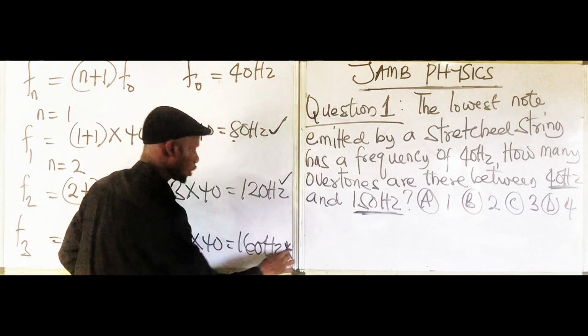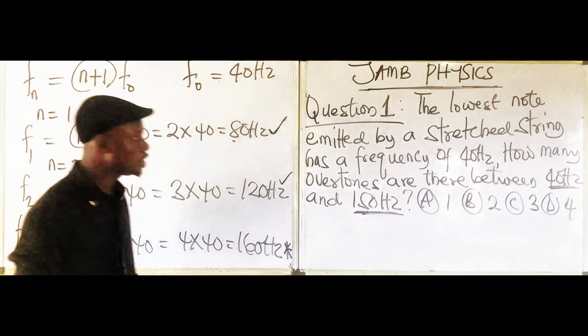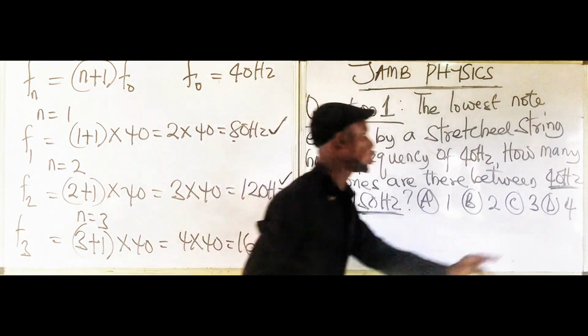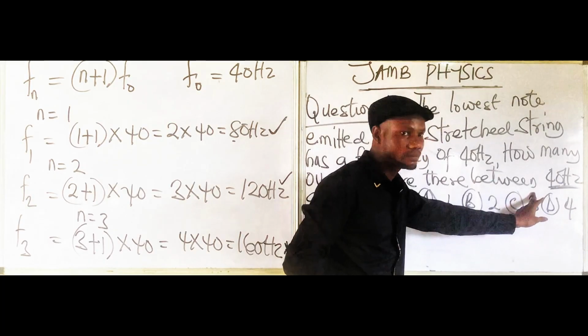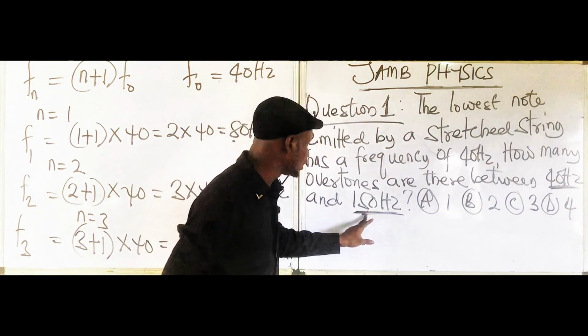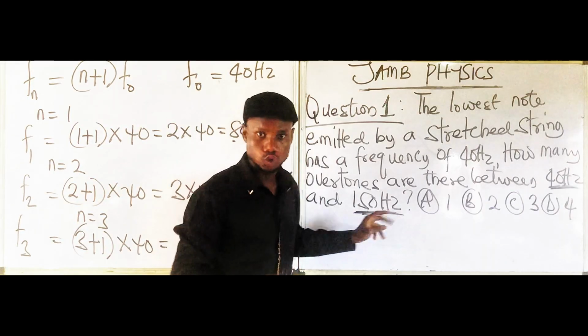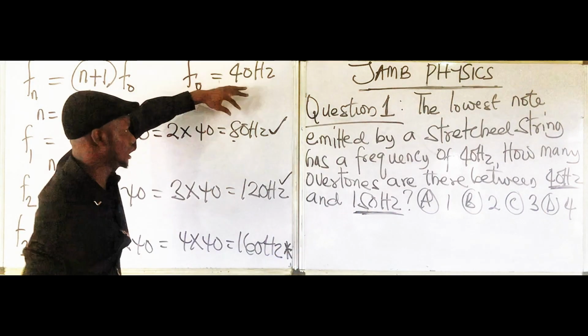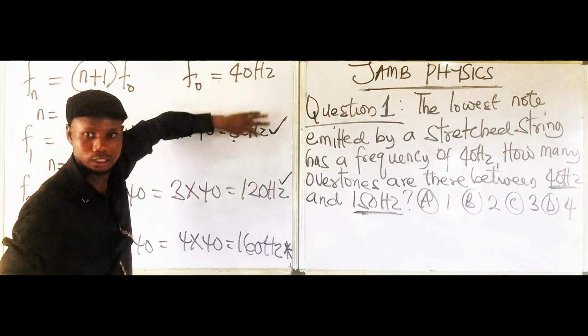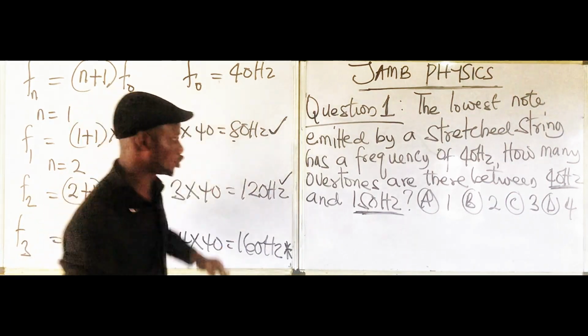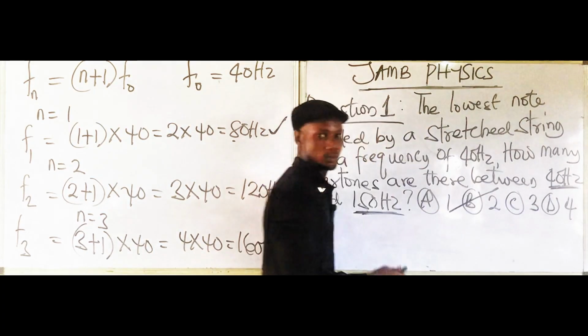Please take note. So how many overtones here are between 40 Hz and 150 Hz? That means it's not below 40 Hz, but it's not above 150 Hz. Please take note. So what are the frequencies here? 80 Hz and what, class? 120 Hz. So how many overtones, class? 2 overtones. So the answer is what, class? 2. Please take note of that.